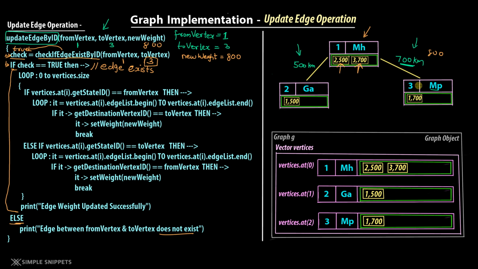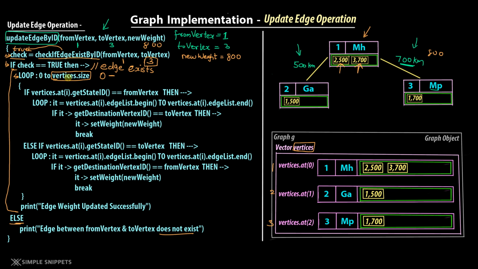Currently the check value is true because we've passed 1 and 3. 1 is for Maharashtra, 3 is for Madhya Pradesh, MP, and there currently exists an edge with the weight 700, which we want to actually change, correct? Since this is true, we will go inside the if block, and the first thing is we have to loop. The loop goes from 0 to vertices.size. So what is this vertices variable? This vertices is actually a vector. A vector in simple terms is nothing but a dynamic array. We've already talked about it. Currently in this vector, named vertices, we have 1, 2 and 3 elements, correct?